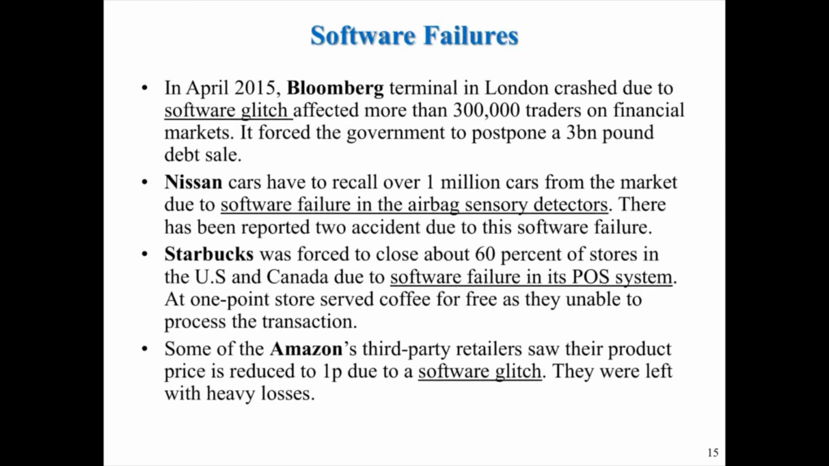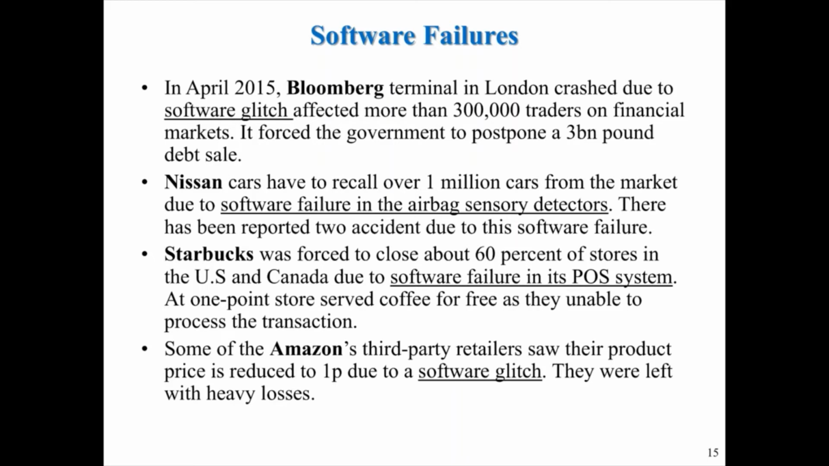Here in this slide and the next slide, you will see some examples of companies that failed due to bugs in their software. A company named Bloomberg: in April 2005, the Bloomberg terminal in London crashed due to a software glitch which affected more than 300,000 traders on the financial markets. So big, drastic effect, and it forced the government to postpone a £3 billion debt sale.